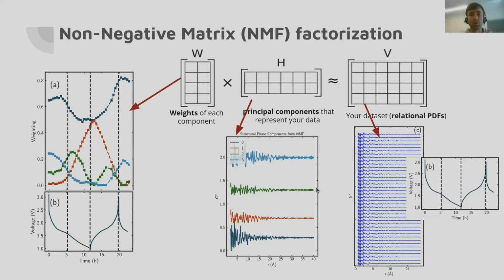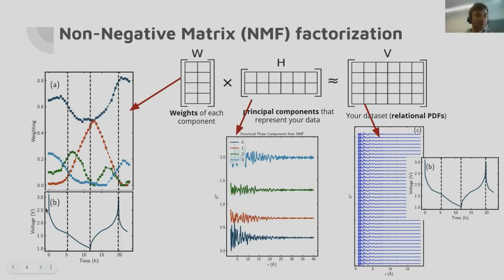From this data set, what we'll have is a set of structural phases or structural components that are reconstructed into this H matrix. It's a set of vectors that will look very similar to an actual PDF, and you can actually try to fit them, and you will see that in many cases it corresponds to an actual structural phase. And another thing is it will give you out the relative change.